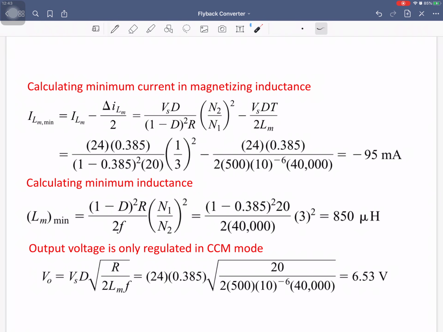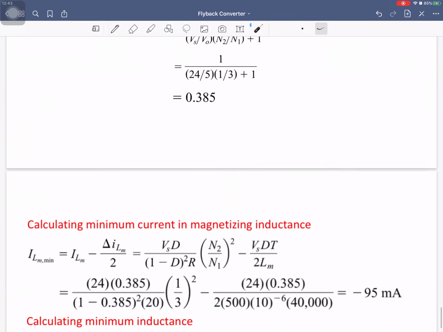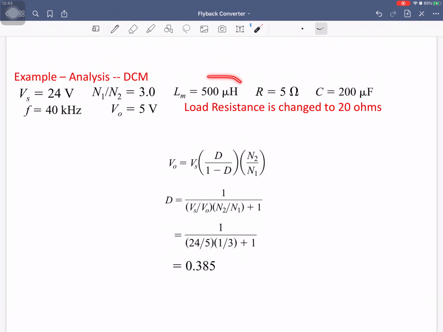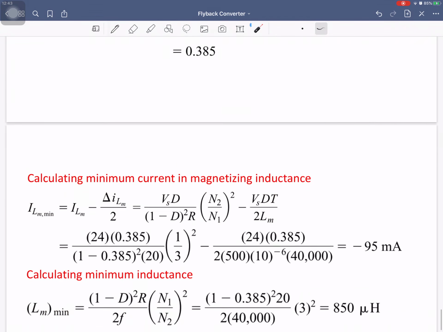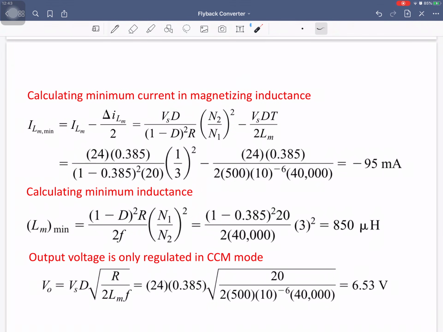And if we calculate the minimum inductance that is required to keep our circuit in the continuous conduction mode, we have already derived this expression in the previous slide. Just using the values, this comes out to be 850 microhenry. And what is the given inductance? The given inductance is 500 microhenry. It is less than the minimum inductance that is required, because we have changed the resistance. For 5 ohm it is sufficient, but for 20 ohms it is not sufficient to keep our circuit in the continuous conduction mode. You can see the presence of R in this expression.